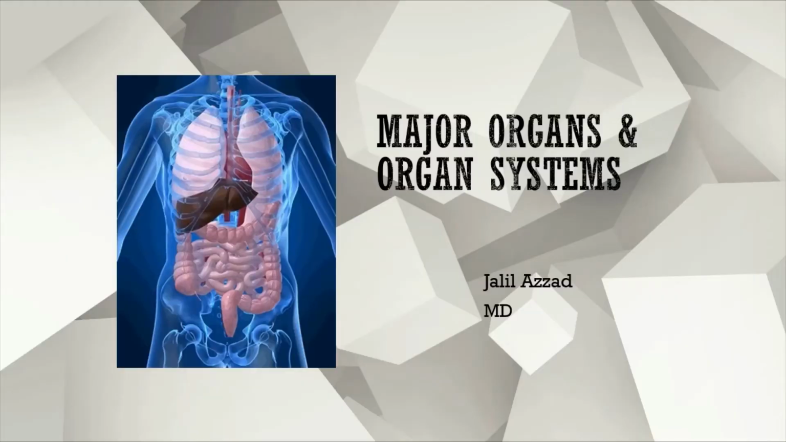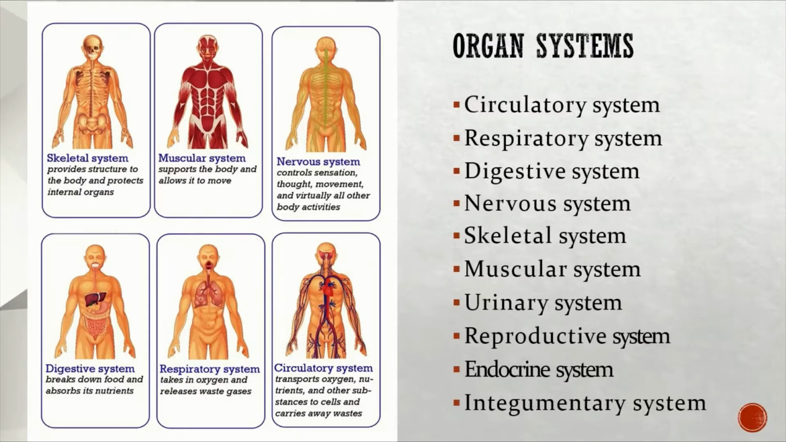Hello guys, today we are going to review major organs and organ systems: circulatory, respiratory, digestive, nervous, skeletal, muscular, urinary, reproductive, endocrine, and integumentary. We have the circulatory system, which is the transportation system. It transports oxygen, nutrients, waste materials, and hormones.